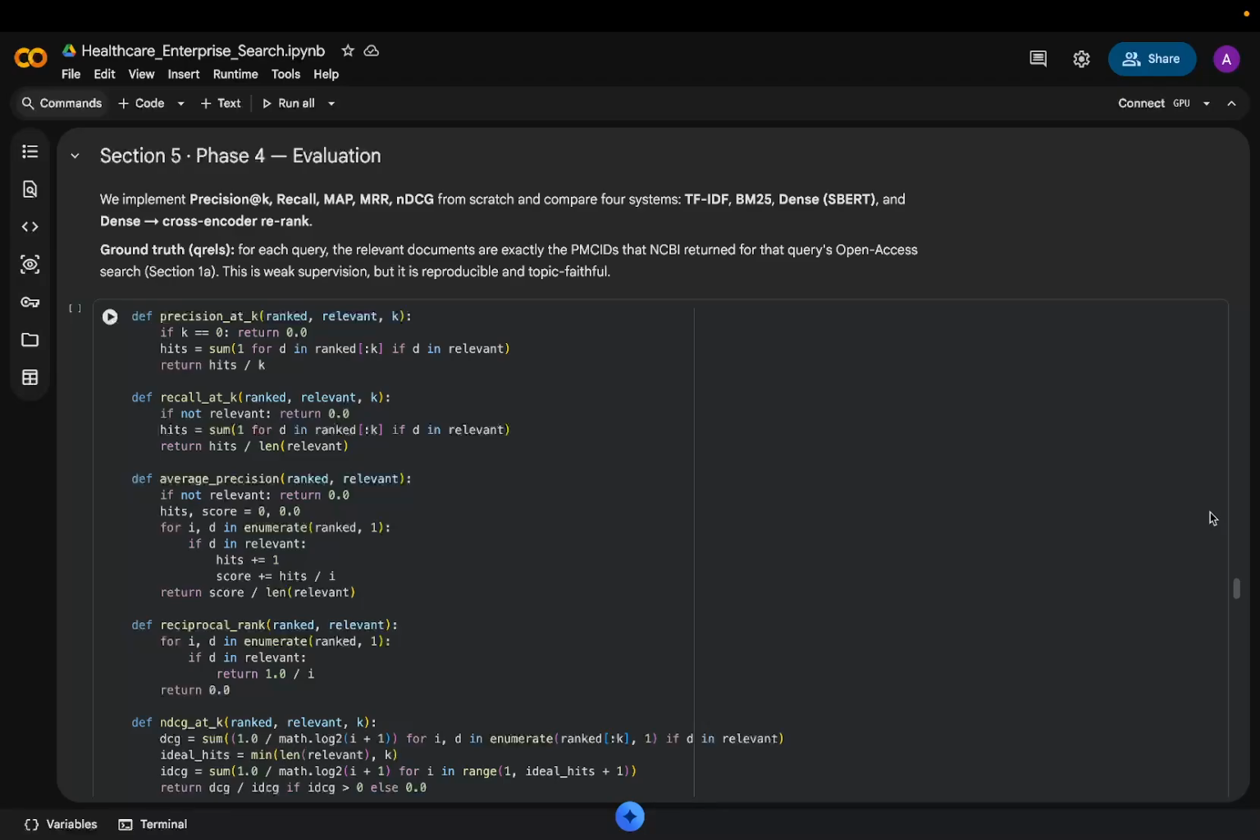I would say it is a healthcare enterprise search engine for pharma research. There are thousands of papers, drug labels, summaries of trials, chest X-rays, and someone who needs the right evidence without reading the entire internet first, right? So we built this in 5 phases.